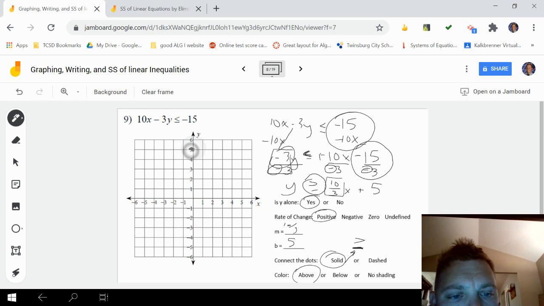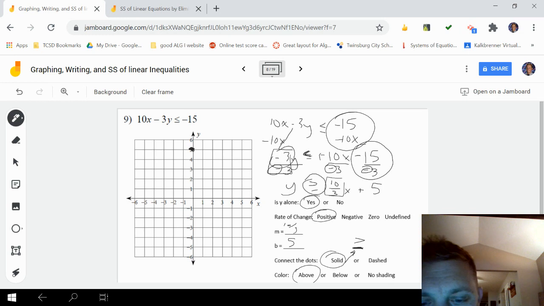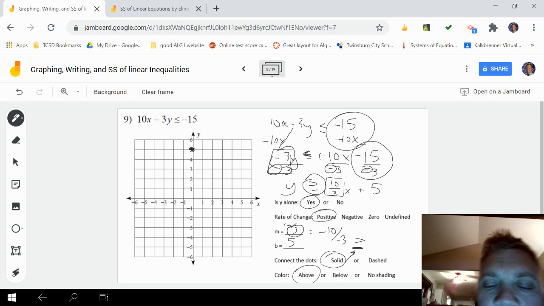And then from there, it says up 10 and right 3. So we can't go up 10 because it only goes up to 6. So let's go down. I'm just going to show you here. Down 10, and then instead of going right 3, we're going to go left 3. Because again, that is equivalent fractions of 10/3 and negative 10 divided by negative 3.